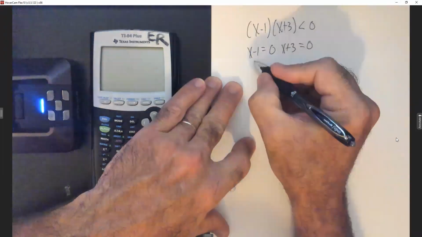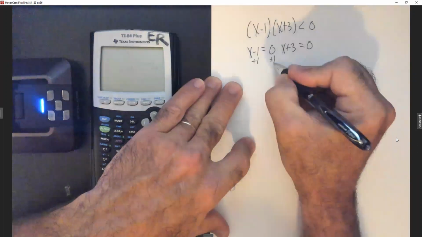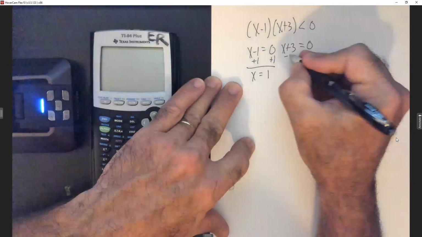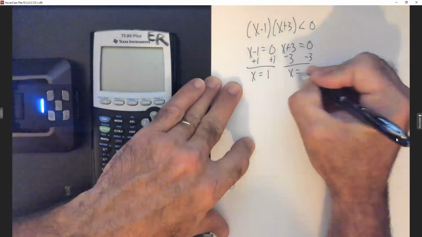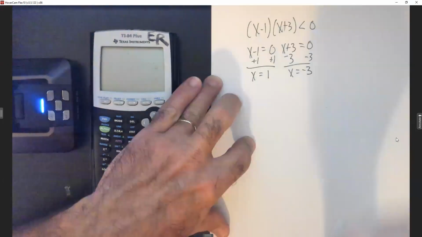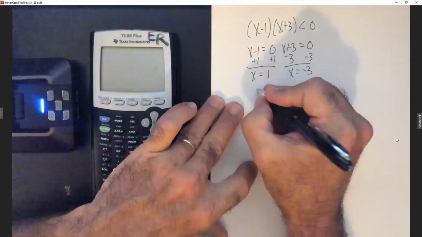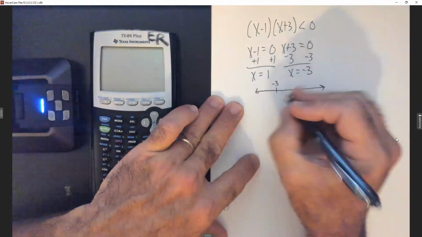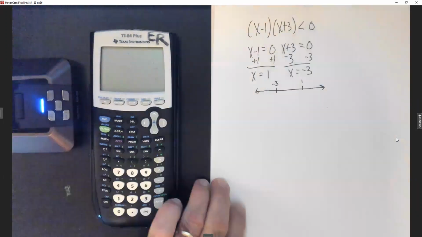So the first one, I would add 1, and I get x is a positive 1. Second one, I would subtract 3 and get x is a negative 3. So remember, you had to set your timeline up, your number line, I mean. So negative 3 comes before 1. And then I always test 0.